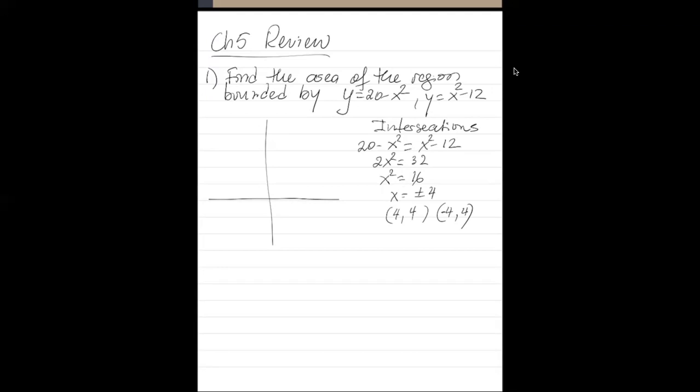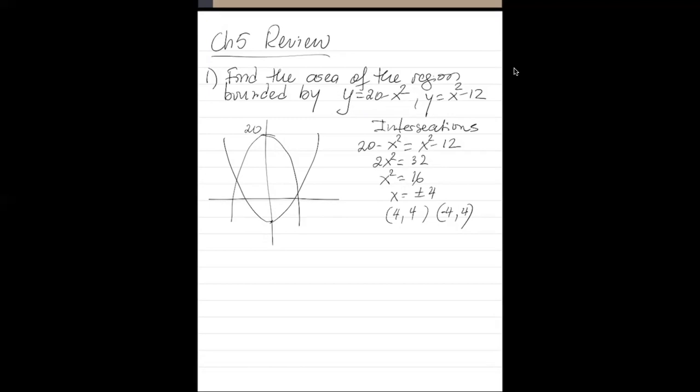So the first parabola, 20 minus x squared, opens down. And let's say this is 20 right here, so it opens down. The second parabola has y-intercept negative 12. So let's say somewhere over here, and it opens up. So this point here, it's negative 12. We know the points of intersection.